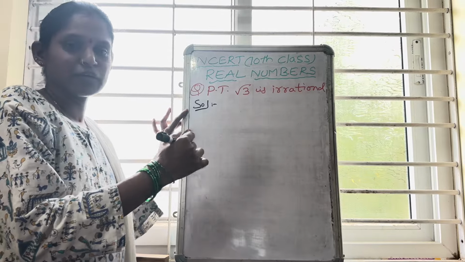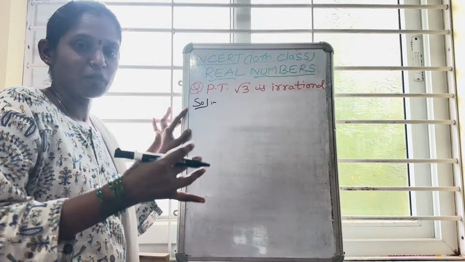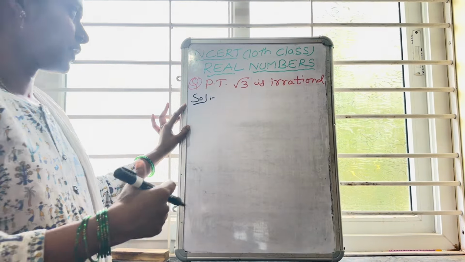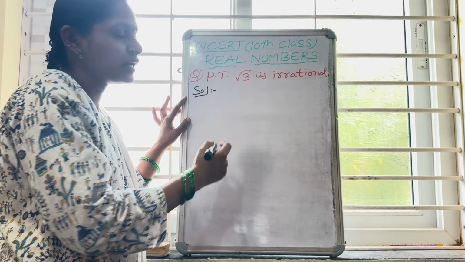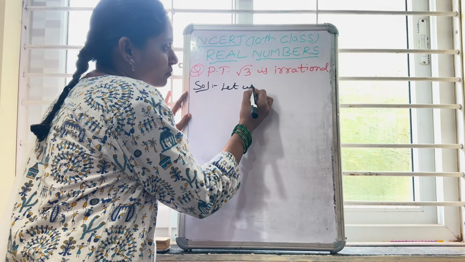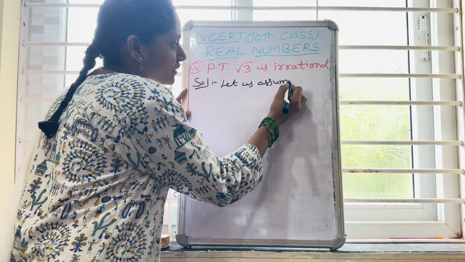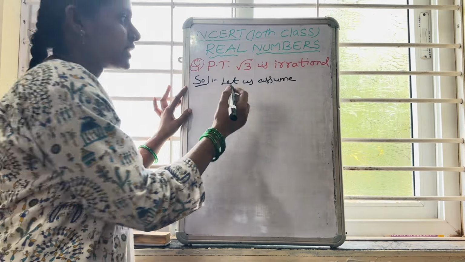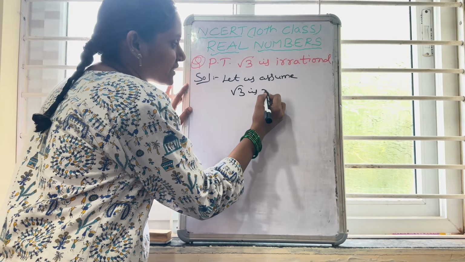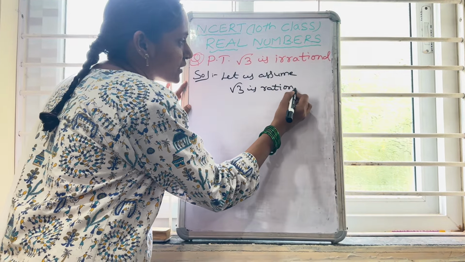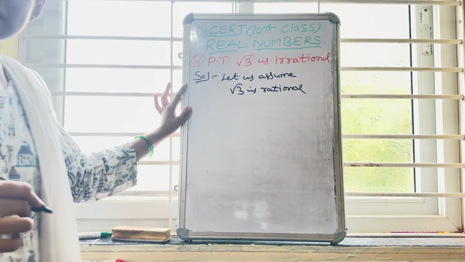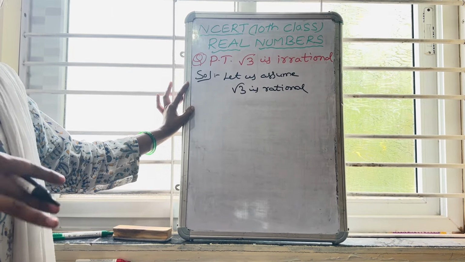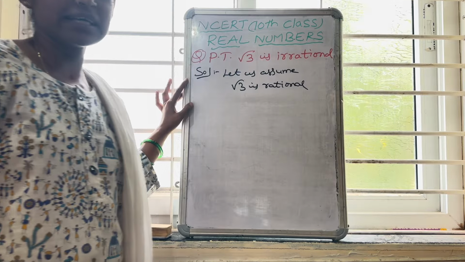For this we can go the contradiction way. So the opposite way, we have to do this problem by contradiction. Contradiction way means what is given, we take the opposite. Let us assume root 3 is rational. What we have to prove is irrational, but I am taking the opposite way, the contradiction way: root 3 is rational.